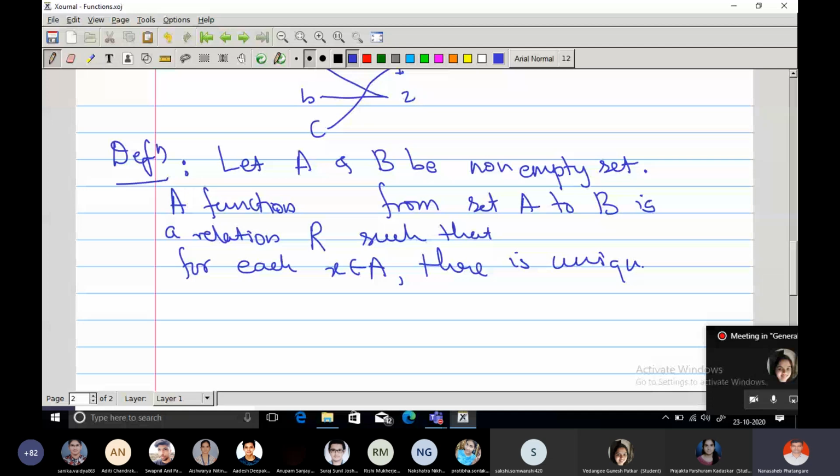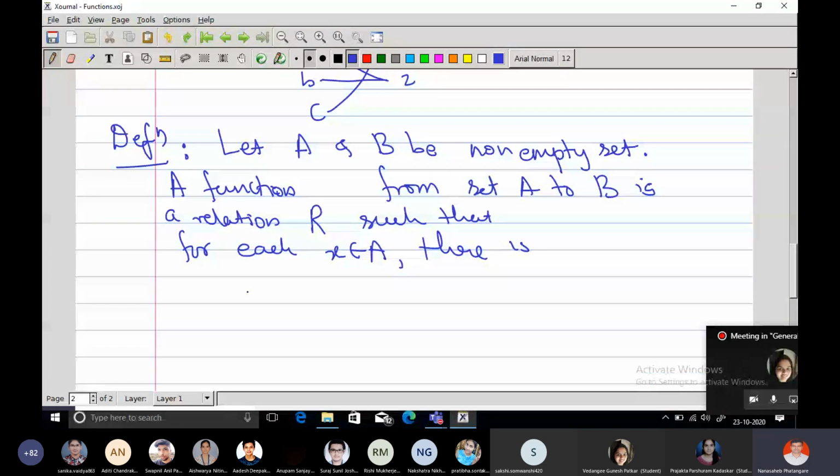There is, so these two words are very important. Which two words? For each x in A there is a unique y in B such that the pair xy is in relation R.